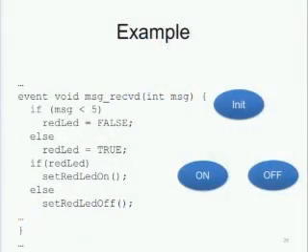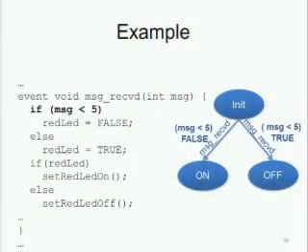So the finite state machine for this would have 3 states. One is the initial state, where we don't know what the state of the red LED is. The other 2 are states where we know that the red LED is either on or off. So if this message received event occurred and the value of message was less than 5, then the state machine would transition from the initial state to the state where the red LED was turned off. On the other hand, if the value of message less than 5 was false, then the state machine would transition to the state where the red LED is turned on.